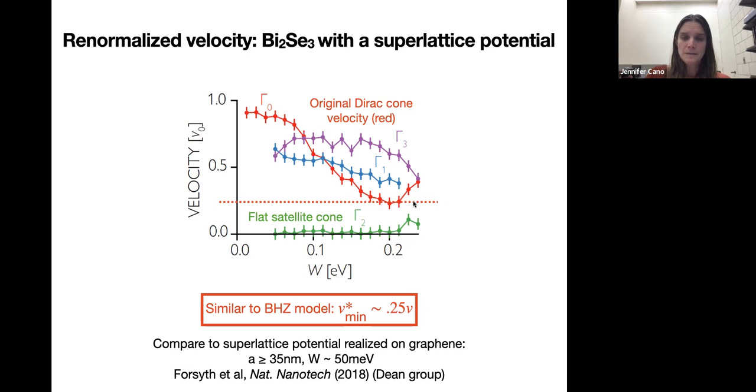Probably, in general, a larger superlattice makes for flatter bands. So if we increased our superlattice potential period to be bigger, on the order of what they realized in their previous experiment, it might not take as large a potential to realize this minimum point. So I think that these values are within the reach of experimental parameters.